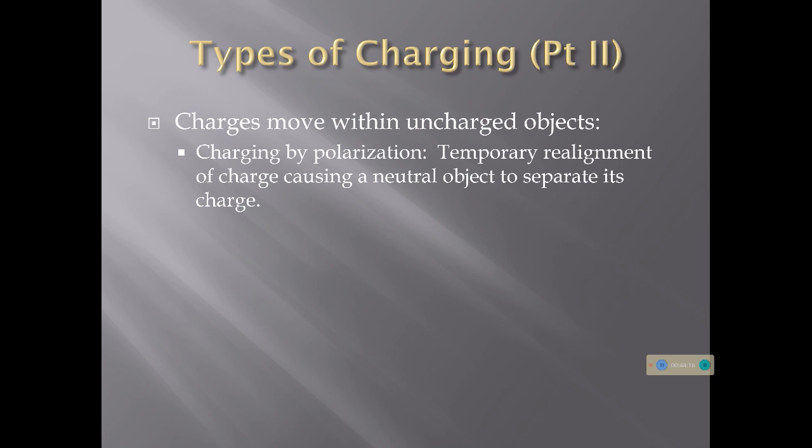Charging by polarization. What charge is my electroscope right now? Why? The electrons have spread out. Equal number of protons and electrons. But there are still charges on there, right?